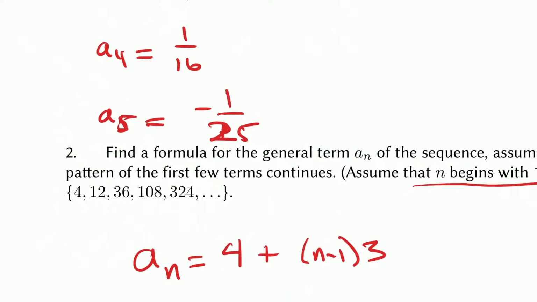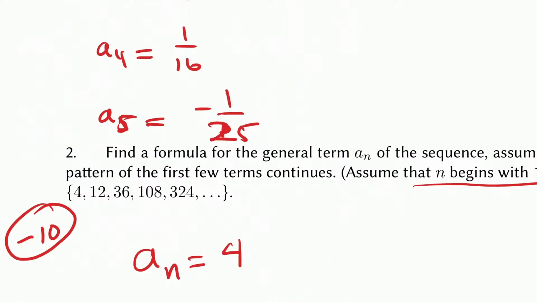So you got 4 plus, and then just subtract 1 from n times 3. Wait, duh. Sorry, that's not even right. This is not an arithmetic sequence. I got it wrong here, -10. Okay, I can't believe I was so focused on... let's start again. Okay, you're multiplying by 3 each time.